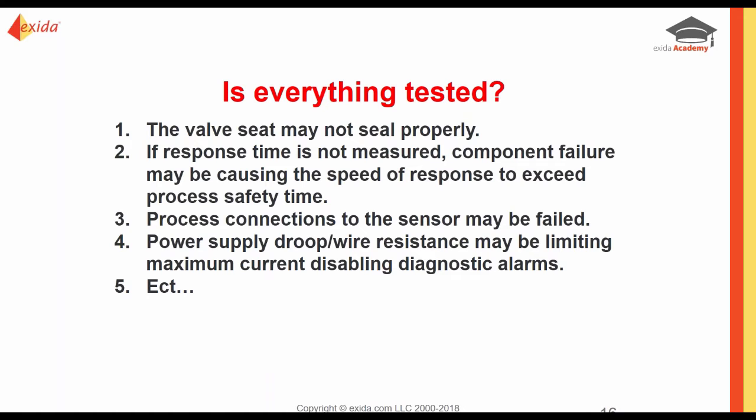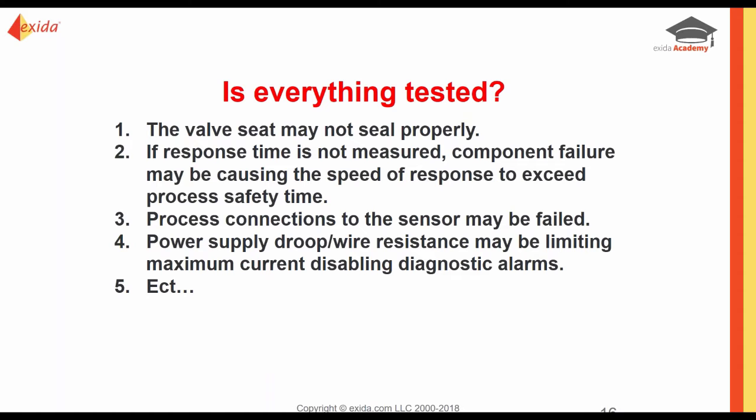Did you test everything? Well, you don't know if the valve seat has a chunk of it missing. It might not allow it to seal properly. Well, what if you didn't measure the response time? What if there's a component failure causing that speed to really slow down? What if that's important to you? Well, you didn't check process connections, a sensor could be failed. You didn't check power supply. You don't know if there could be some limiting maximum current and it could disable your diagnostic alarms. What if leakage was really important? You need that tight shutoff. You didn't check any of that. So as you can see, there are many things that have not been checked, even though you've done a function test. So you're not in a perfect proof test, even if you've observed the valve moving.